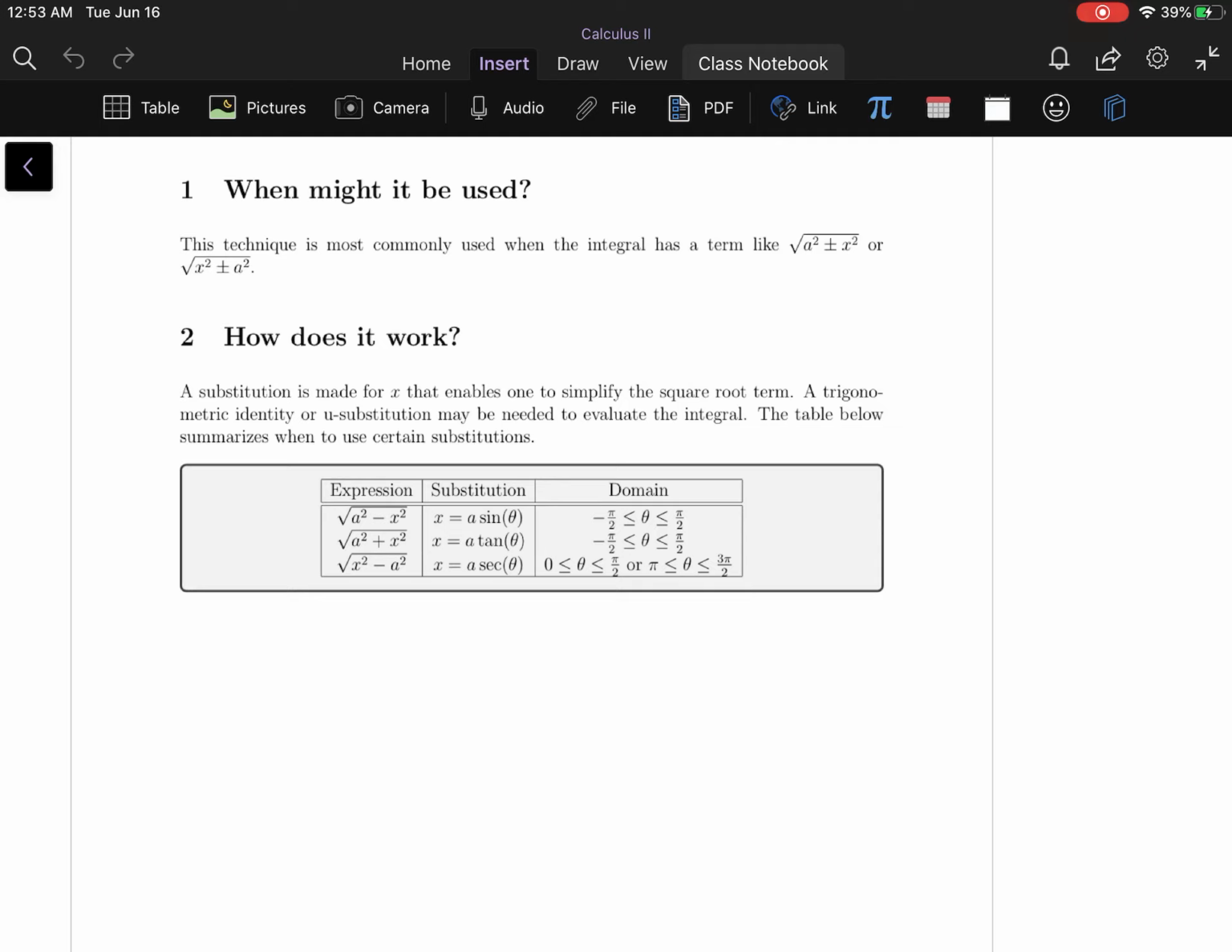So if you have, for example, a square root of a squared minus x squared form, then you're going to want to let x be a sine of theta. If you have a square root of a squared plus x squared form, then x is a tan theta. And the third one is if you have the square root of x squared minus a squared, then you'd let x equal a secant theta.